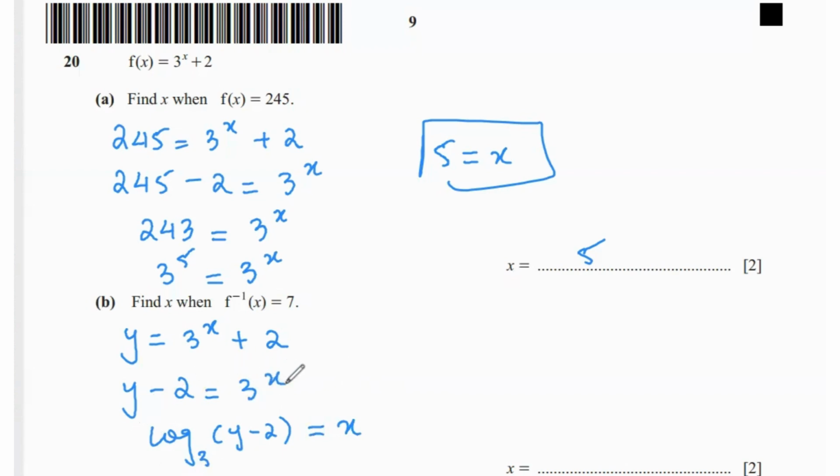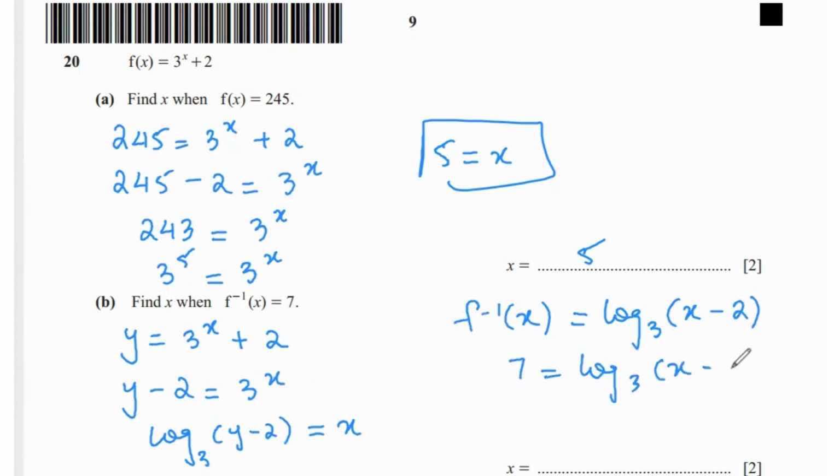Your base of the exponent becomes the base of the log, and your power of the exponent becomes the subject of the equation. So as you can see, x is the subject now instead of y, and that is the goal that we're trying to achieve when trying to find the inverse of a function. So now we can replace x with f inverse x and replace the y in the function with x. So it becomes log of x minus 2 to the base of 3. Put this equal to 7 because we're trying to find the value of x again.